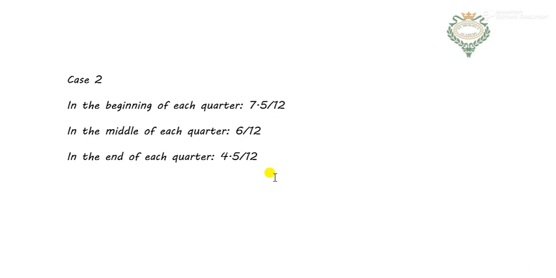It's just a simple case of partners withdrawing cash at the beginning, middle, and end of each quarter. So if a partner withdraws a certain amount of money in the beginning of each quarter, then everything will be the same except the months will be multiplied by 7.5 by 12. If he withdraws in the middle of each quarter, then 6 by 12. If he withdraws in the end of each quarter, 4.5 by 12. So it's different from the above case.